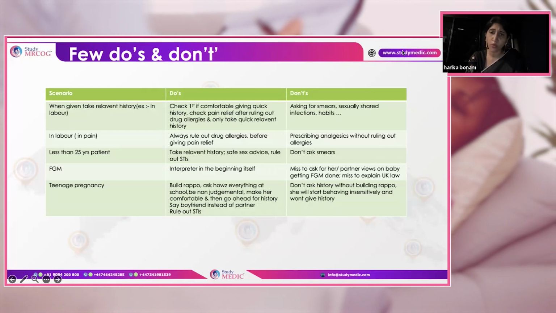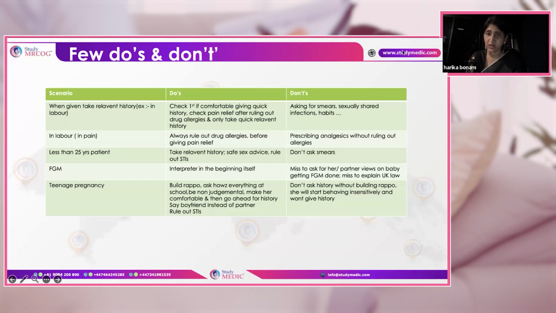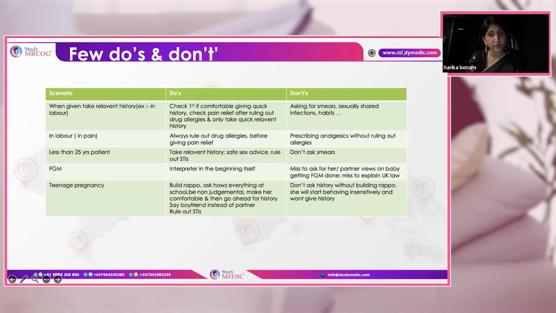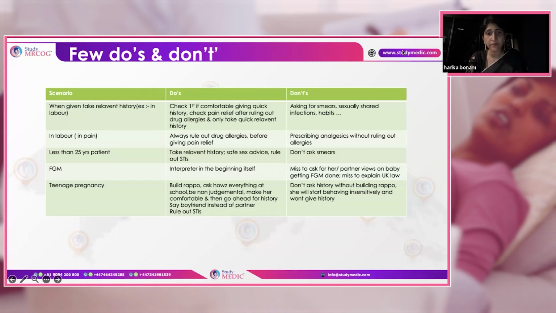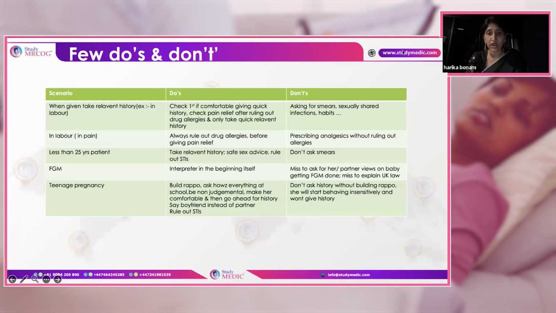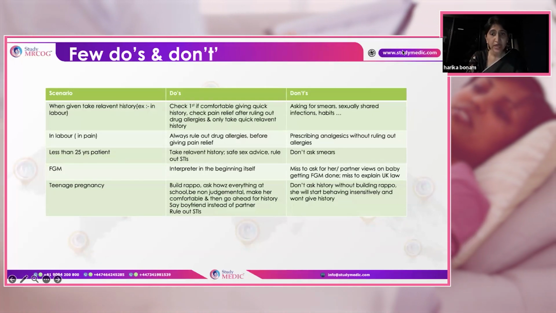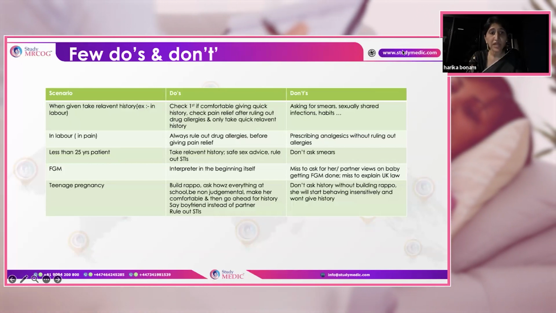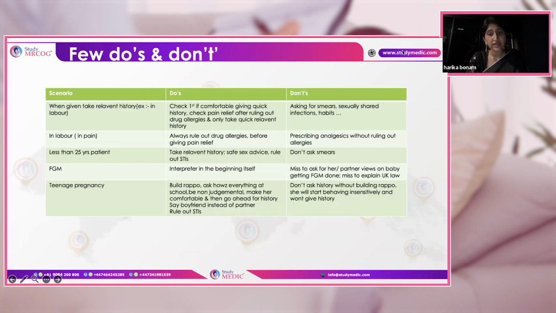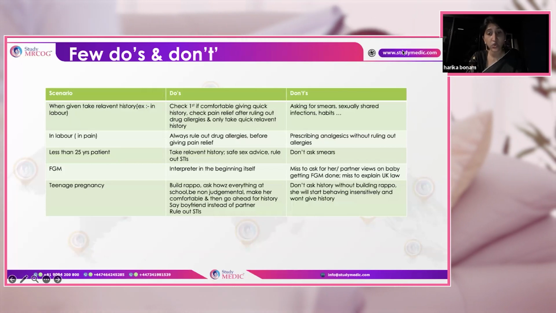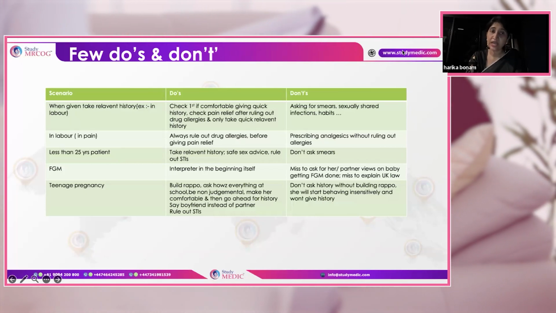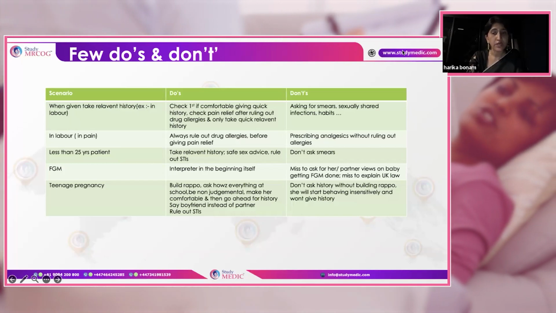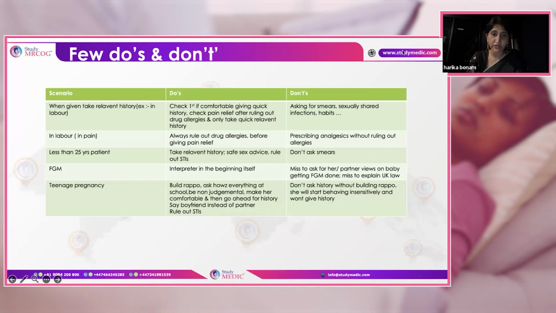Don'ts: in labor, there is no point in asking about smears or sexually shared infections or habits. The second point is also the same: rule out allergies, and only then give the pain relief. Prescribing analgesia without ruling out allergies, you should not do. For any woman less than 25 years, do take relevant history, give safe sex advice and rule out sexually shared infections. Less than 25, I also see candidates asking for smears. Please don't. There's no need for smears, not indicated under 25.